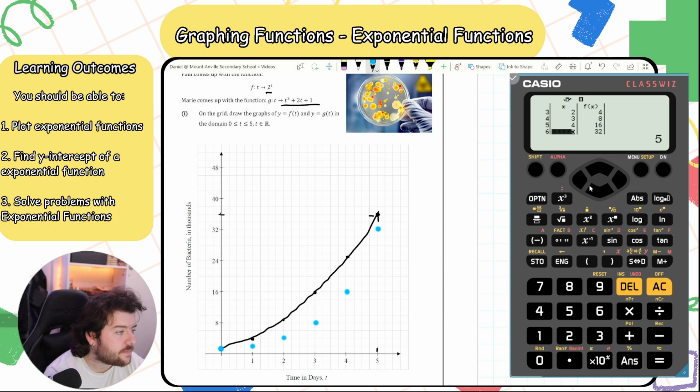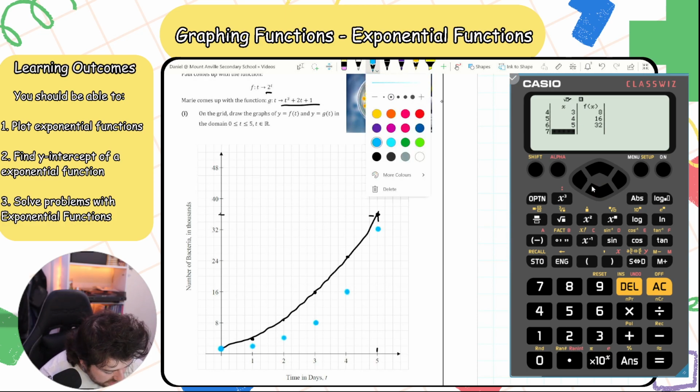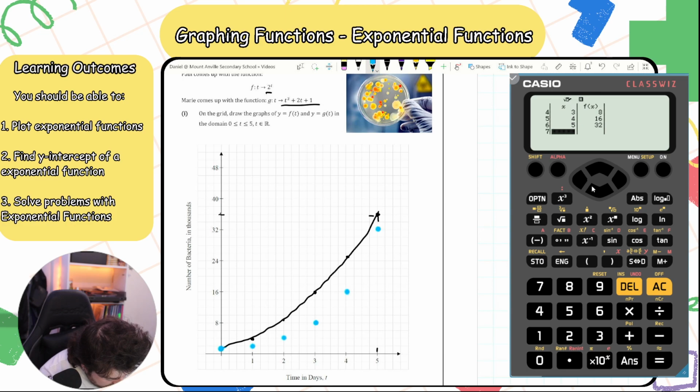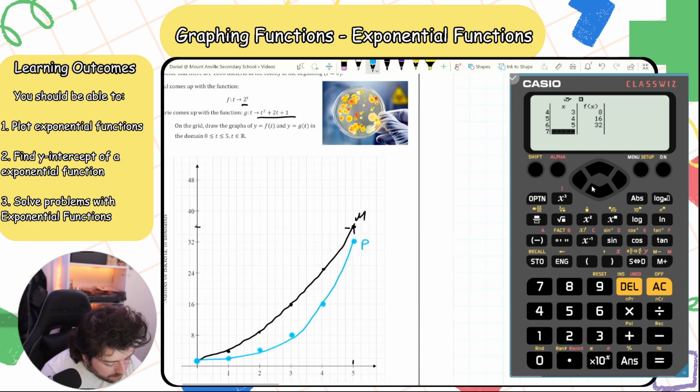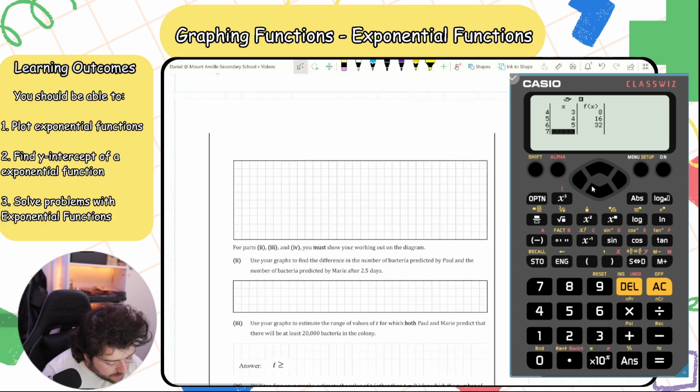Right, but do we notice how this one here is getting big quite fast? It's getting bigger quite fast. It might catch up now with Marie's. So the black one's Marie's. I'm just going to call that M, and this one's Paul's. I'm going to call it P. There we go. Plot my two functions.